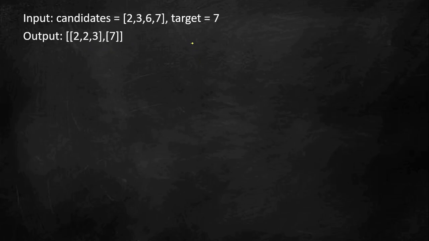So here, let me write down 2 3 6 7. These are the numbers, and each number can be used multiple times. In the question they have given that it can be used an indefinite number of times. So that means, let's say this way.